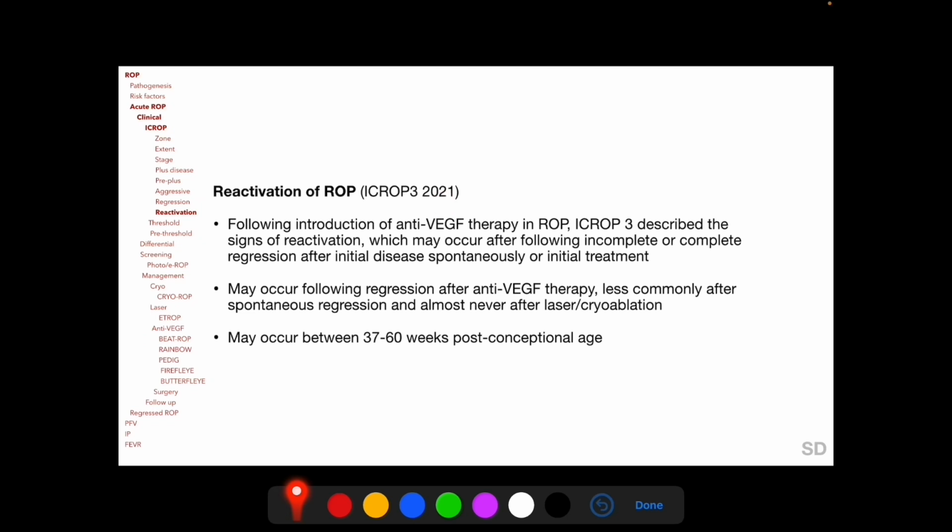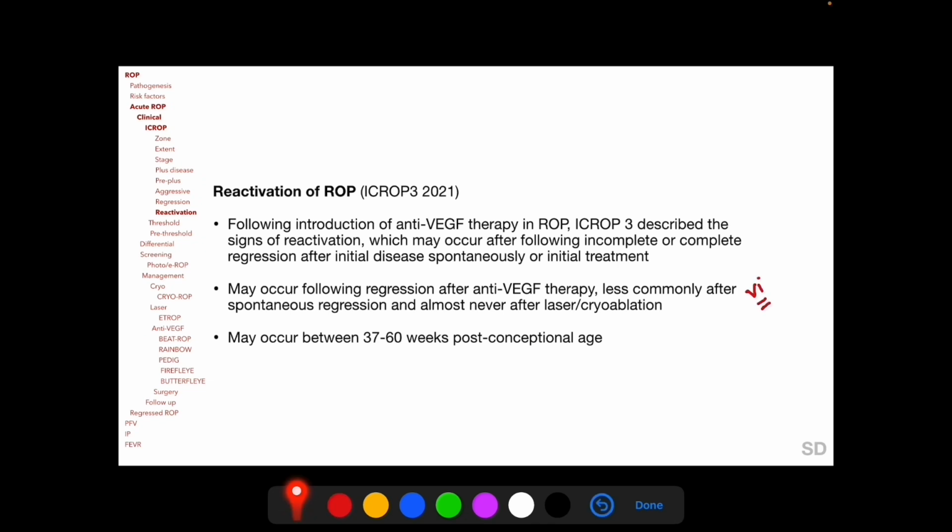The 2021 edition of ICROP defined reactivation of ROP following introduction of anti-VEGF therapy for ROP, and here it is important to note that introduction of anti-VEGF therapy for ROP altered the time course of the disease process. Reactivation of ROP may occur following incomplete or complete regression after the initial disease, or either spontaneously or following initial treatment. Reactivation of ROP typically occurs after anti-VEGF therapy for ROP, less commonly after spontaneous regression, and almost never after laser or cryoablation for ROP, and this is important to remember.